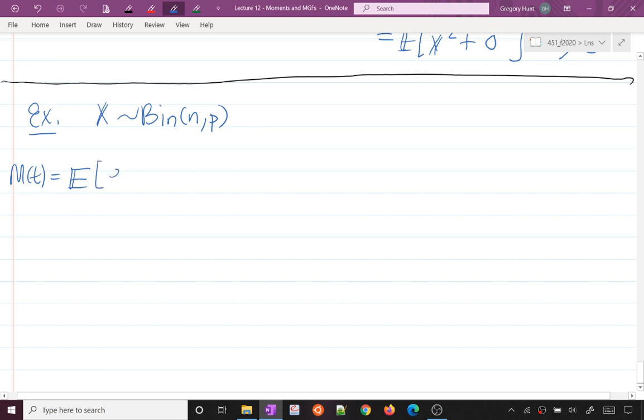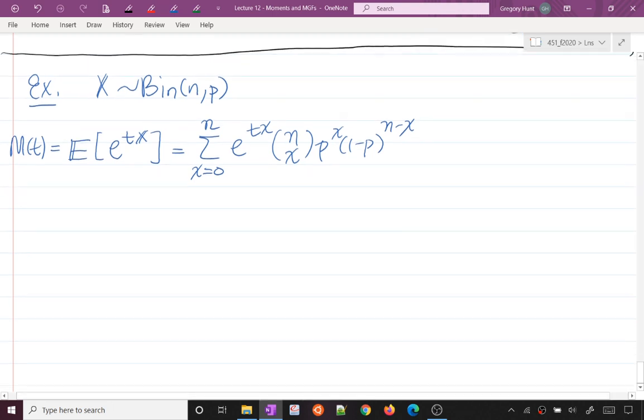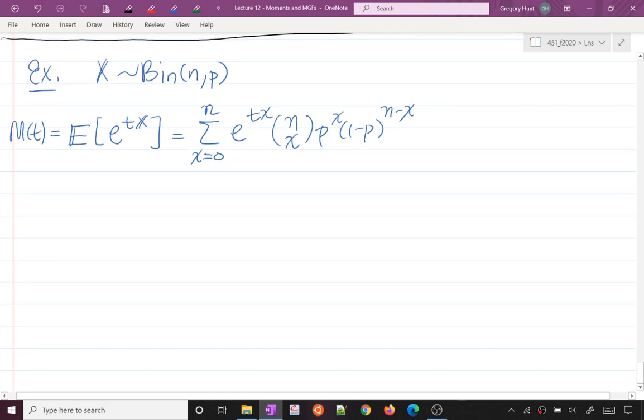So that is the expected value of e to the tx. But in this case, it's discrete, and so we have a sum. Of course, our support for a binomial goes 0 to n. And it's the sum of e to the tx times the PMF, right? And what's the PMF? The PMF is n choose x, p to the x, 1 minus p to the n minus x. It's the PMF of a binomial random variable. Okay, and so let's see if we can simplify this thing.